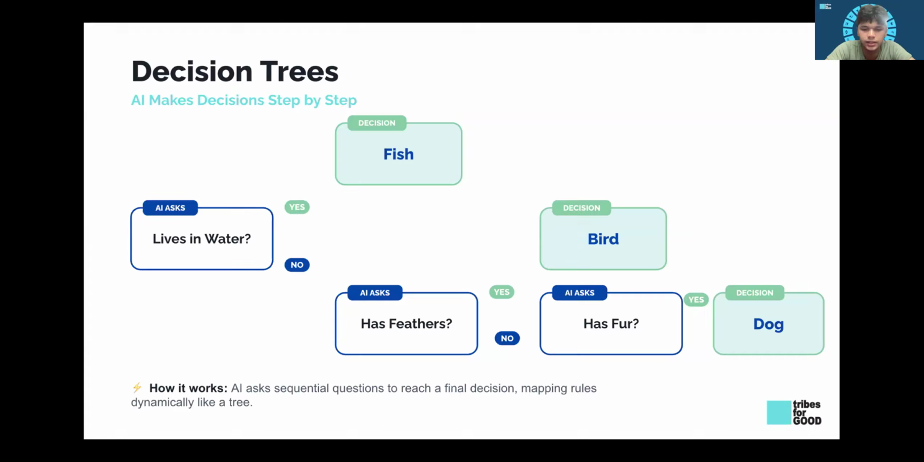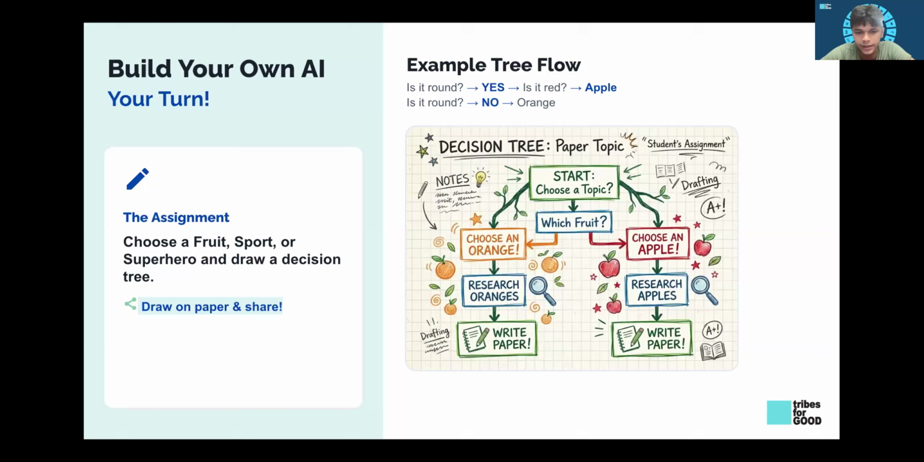So AI asks, does it have feathers? If yes, then you will know it's a bird. But if no, then you will ask again a different question. That is just trial and error, trial and error. You keep on doing it until you reach the answer. So that's how AI works. Ma'am, next slide.